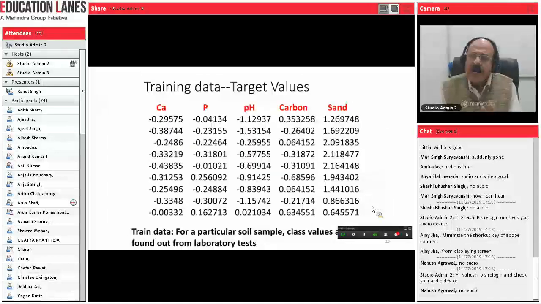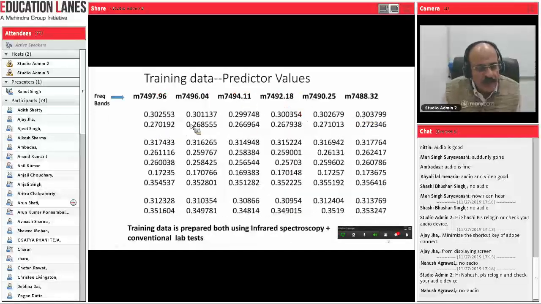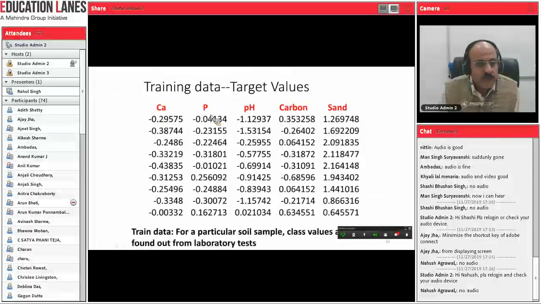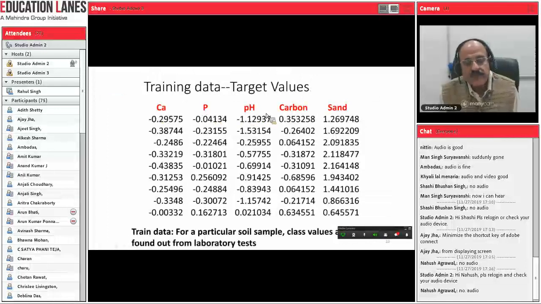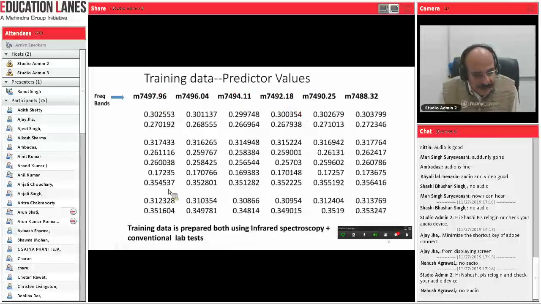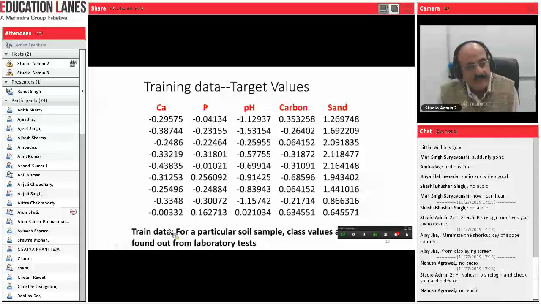Now, for certain soils, I have already analyzed data in the lab in the past. So for those soils, I know the absorption strength across frequency bands, and I also know what soil characteristics they have: how much calcium, how much phosphorus, what the acidic strength is, how much carbon, and how much sand. So for these 10, to give an example on my screen, I have the corresponding soil characteristics also. So I have example data ready.